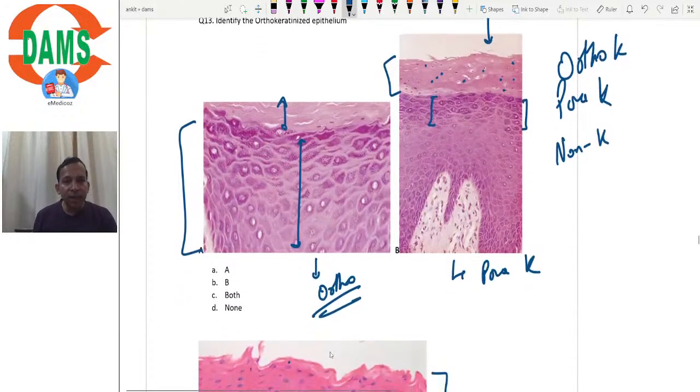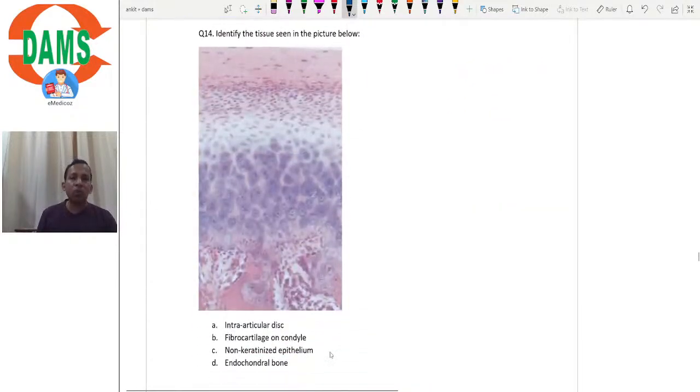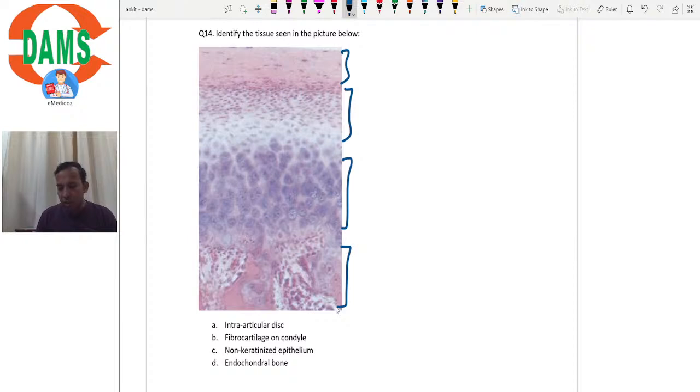Let's go to the next question. Identify the tissue seen in the picture below. So you can see a tissue which has 4 distinct zones, isn't it? It has 4 distinct zones. The outermost layer appears almost fibrous.